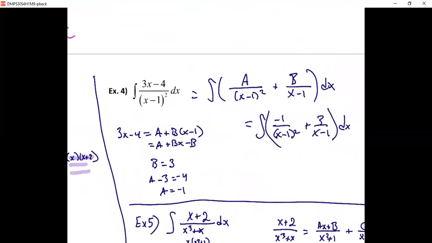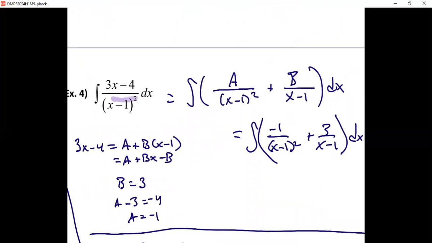Example number 4. This is our first example where, okay, this is x minus 1 squared. Since this is x minus 1 squared, honestly, we could do this as a u equals x minus 1, do a resubstitution, and we could do that problem that way. Nothing wrong with that approach.